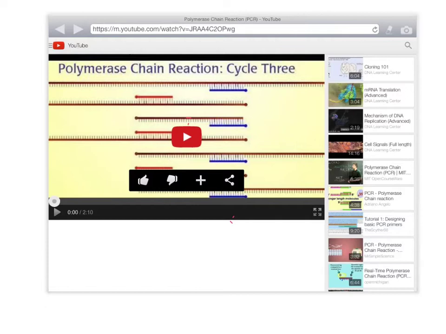Next, the temperature is lowered to 50 to 65 degrees Celsius for 30 seconds or more. This allows the left and right primers to anneal to their complementary sequences. The primers are designed to bracket the DNA region to be amplified. The temperature is raised to 72 degrees Celsius for 30 seconds or more. This allows the Taq polymerase to bind at each primed site and extend, or synthesize, a new DNA strand.